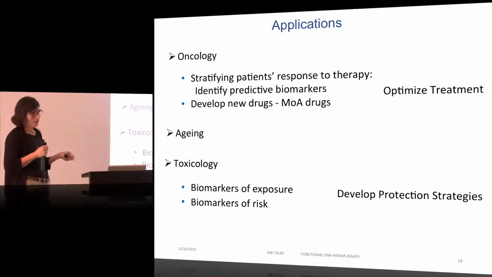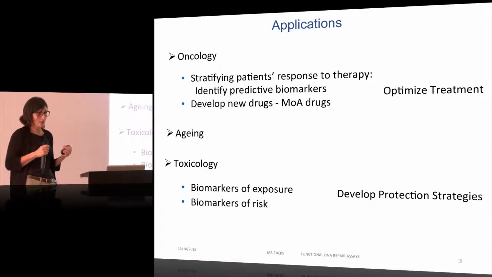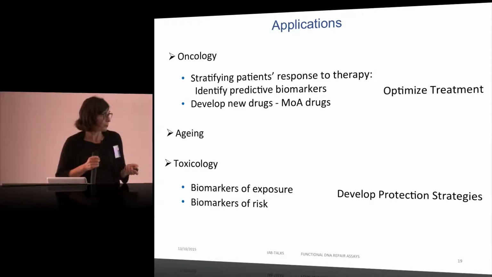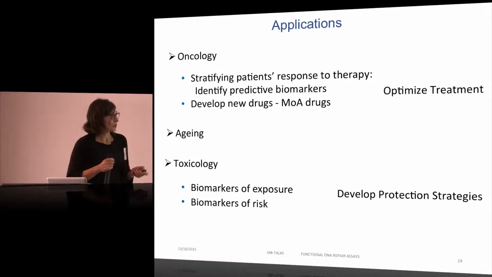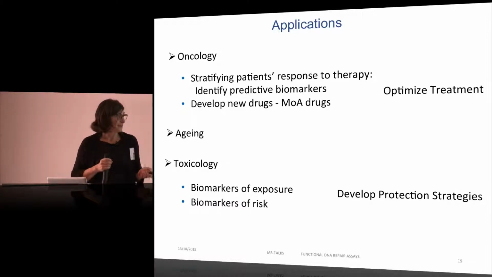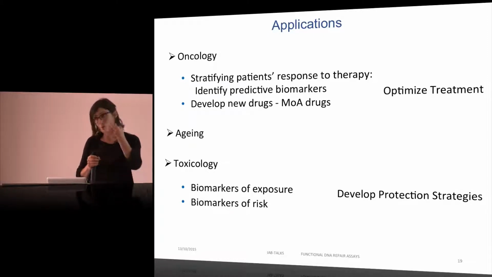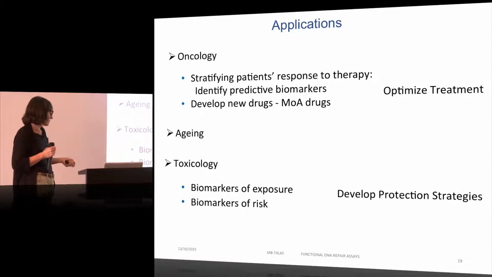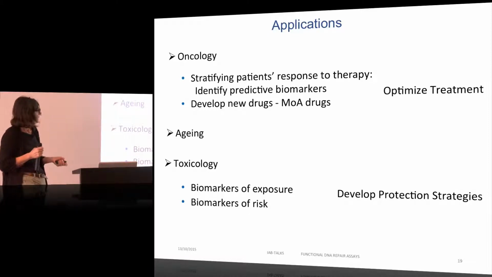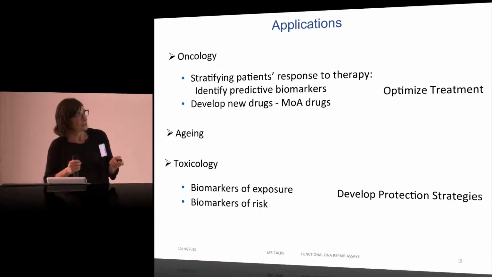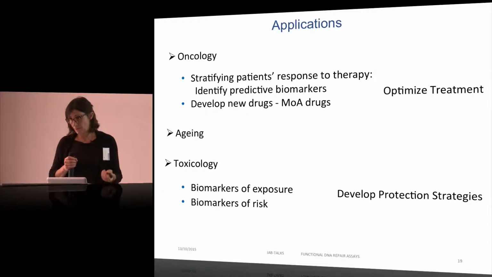You can do aging studies. DNA repair activities are really impacted by aging. You can maybe develop a protection solution. And you can also apply the assays to identify biomarkers of exposure, for example, when you go into the sun. And you can also identify biomarkers of risk. And indeed, that's very important in oncology to optimize the treatments, and in toxicology to develop protection strategies.